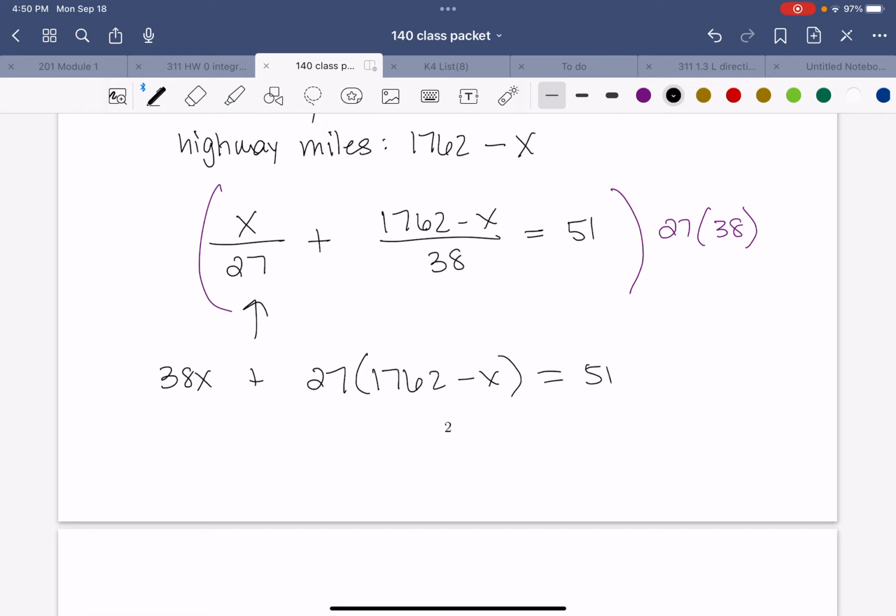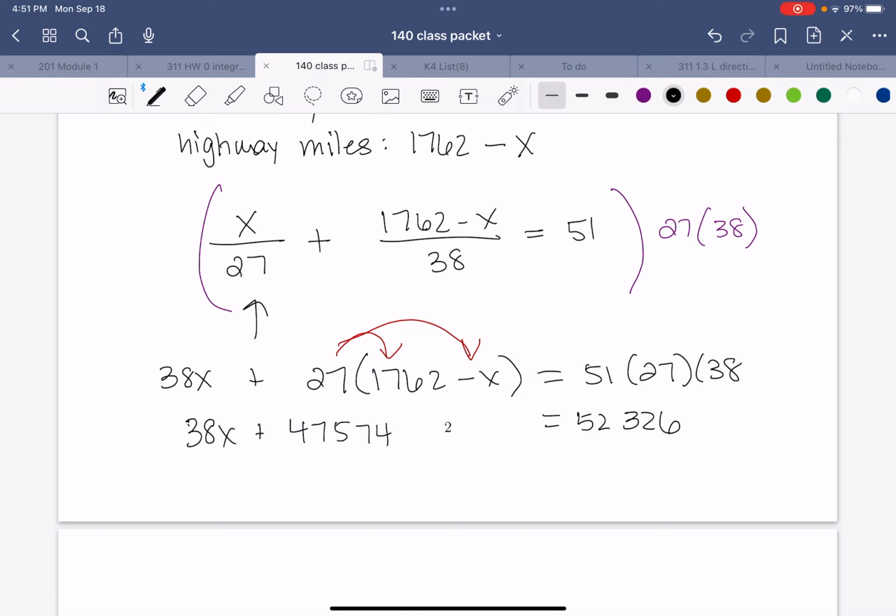And then I have to take 51 times 27 times 38, which, let's see, is 52,326. So now I'm going to distribute here on the left. I keep this first one, the 38x. Then I'm taking 1,762 times 27 to get 47,574. Distribute again, that's minus 27x.